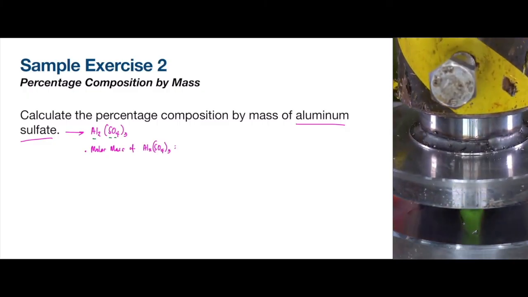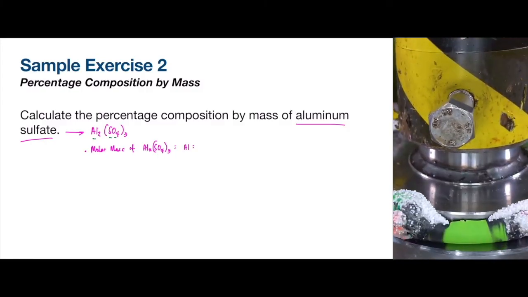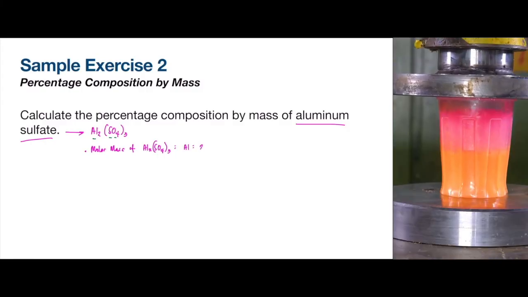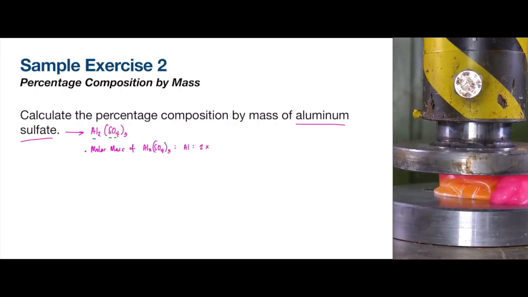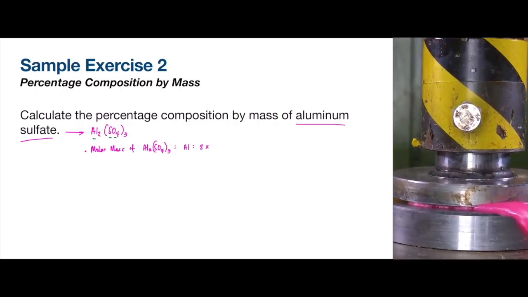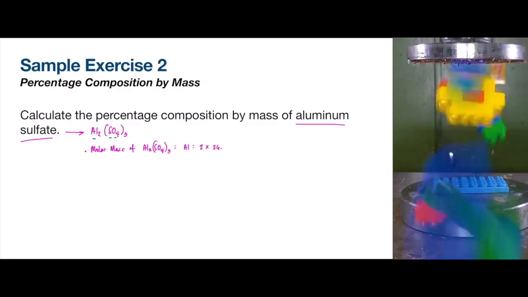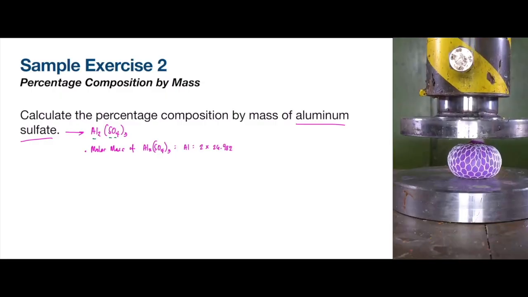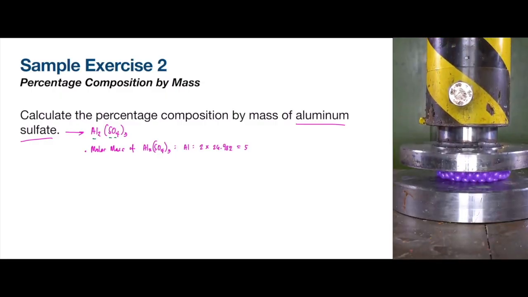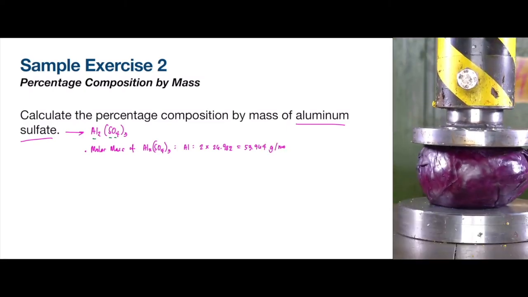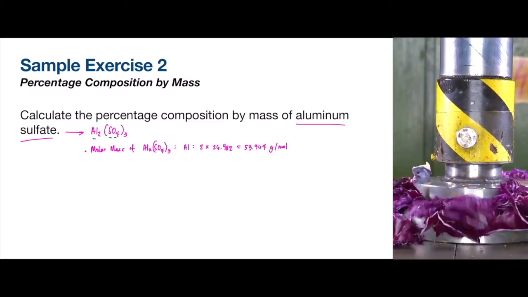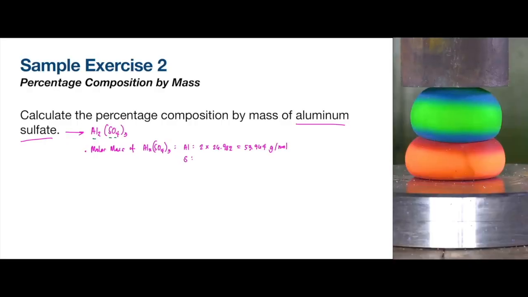Let's start with aluminum. In the chemical formula, there are two aluminum atoms. Therefore, 2 times the atomic mass of aluminum, which is 26.982. This is equal to 53.964 grams per mole.